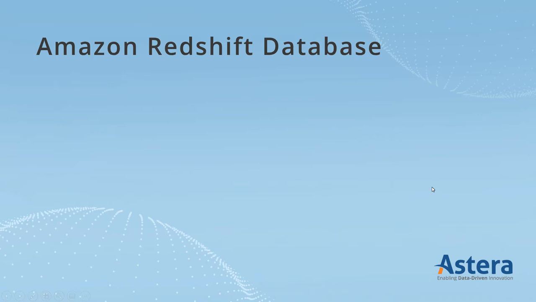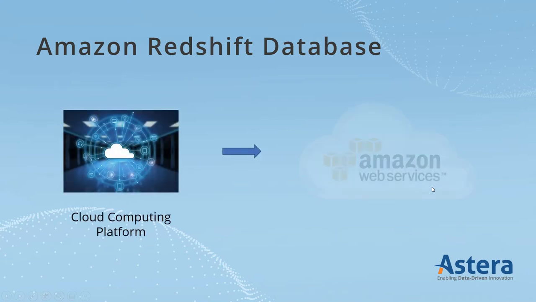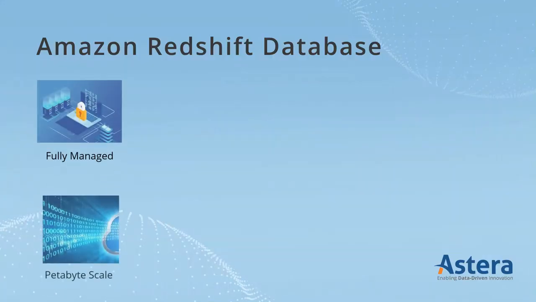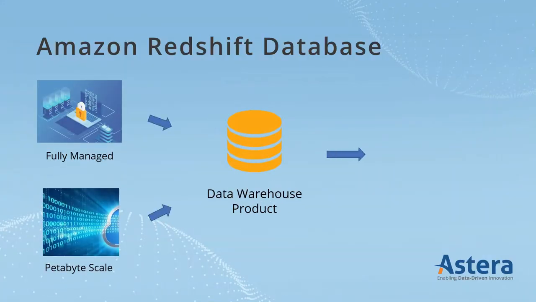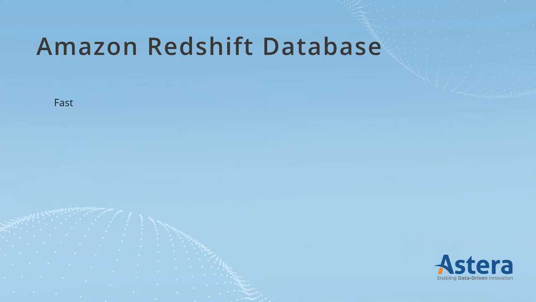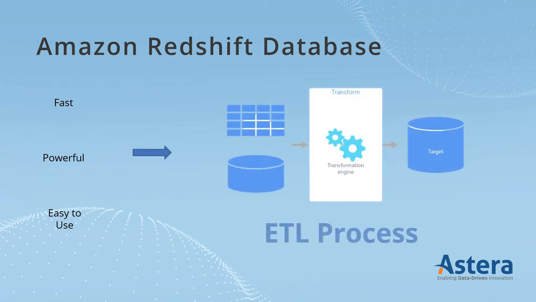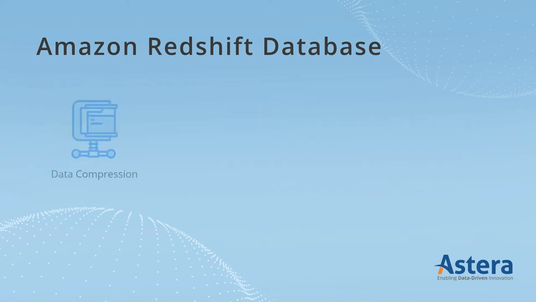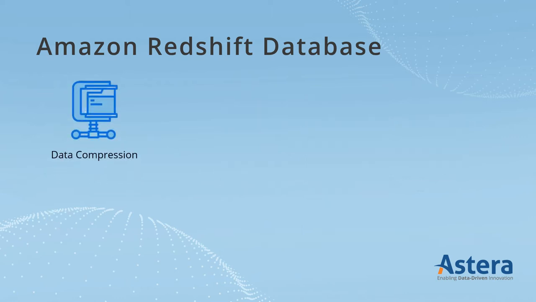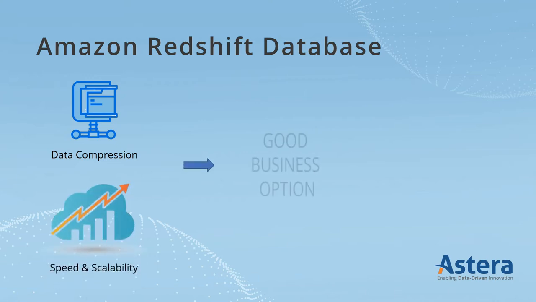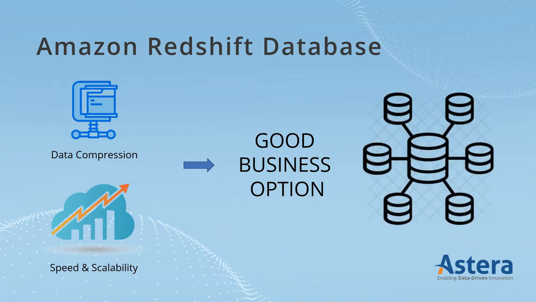Amazon Redshift is part of a cloud computing platform known as Amazon Web Services. It is a fully managed petabyte-scale data warehouse product that is designed for large-scale data storage and processing. It is a fast, powerful, and easy-to-use tool that simplifies data loading and transformation in an ETL process. Amazon Redshift is popular for its efficient data compression features and high speed and scalability, making it a good option for businesses that deal with enormous amounts of data.